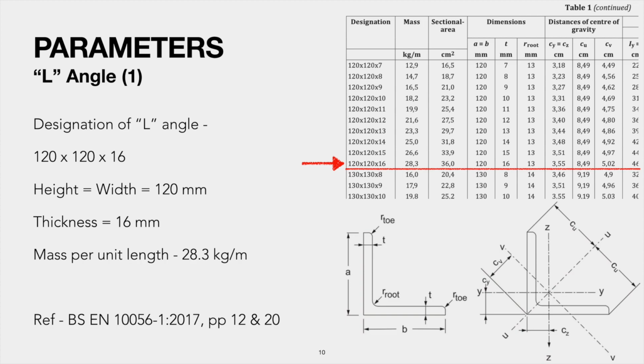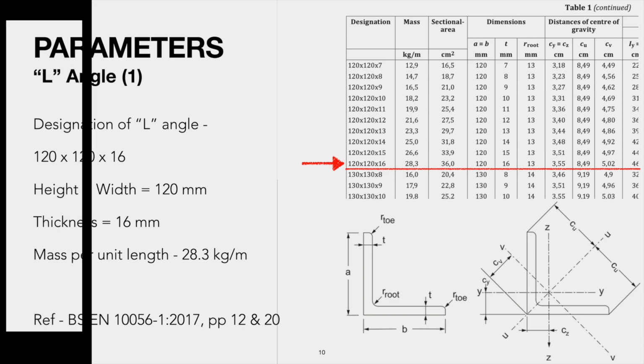10056-1:2017 standard. The 120 by 120 by 16 L angle is an equal angle having 120 mm of height, 120 mm of width, 16 mm of thickness and 28.3 kg per meter length. You can see these technical details by referring to pages 12 and 20 of BS 10056-1:2017 standard.